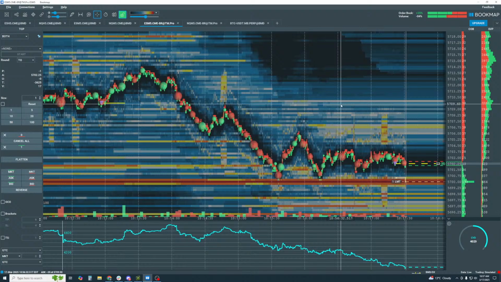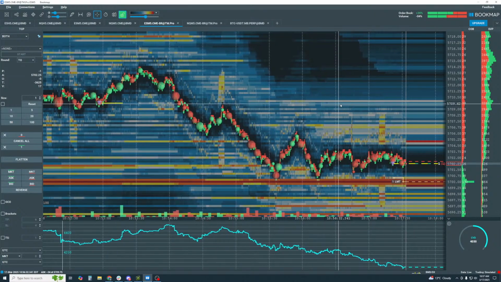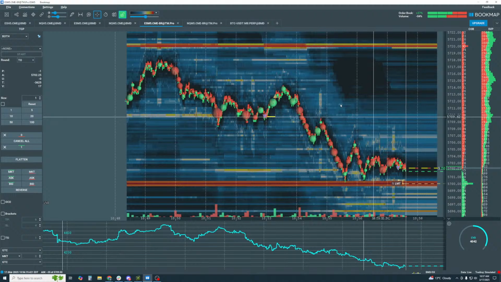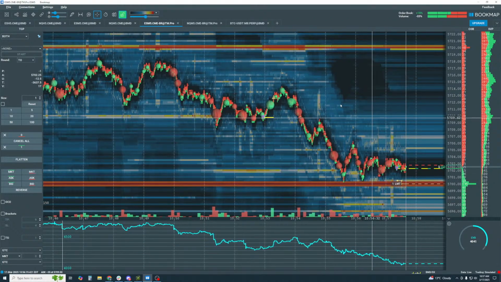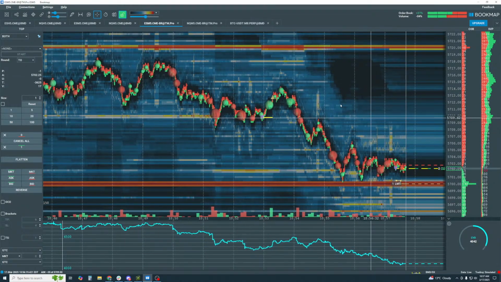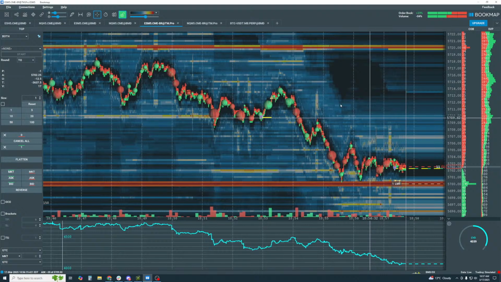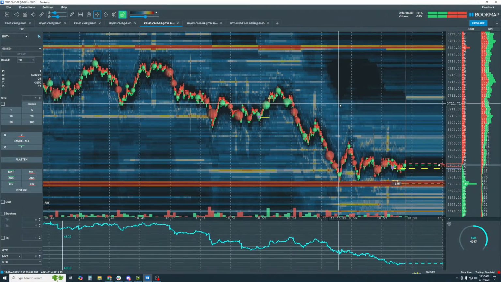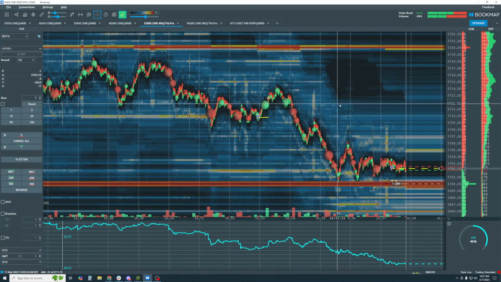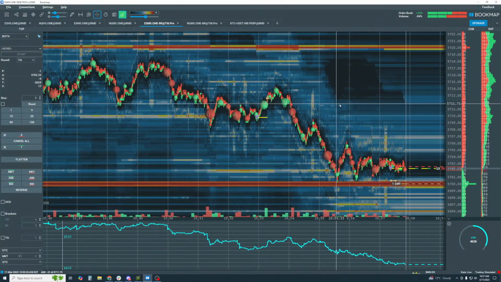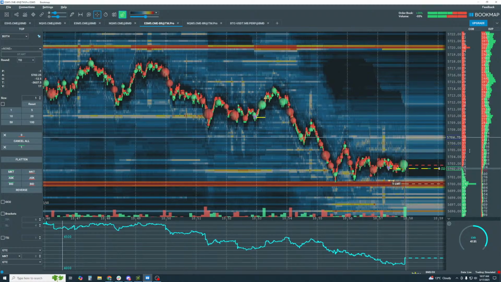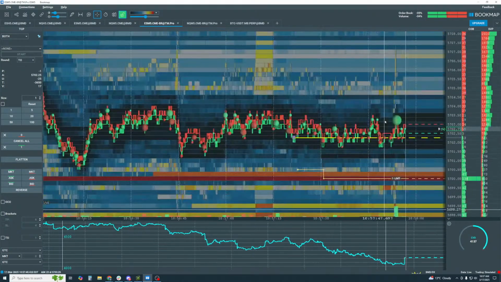Boy, it should hit it. I mean, it should hit that liquidity. We'll go right at the liquidity level. It's a crazy day.